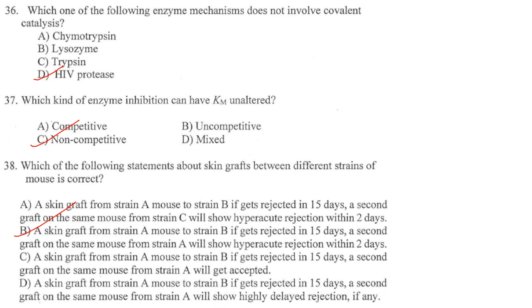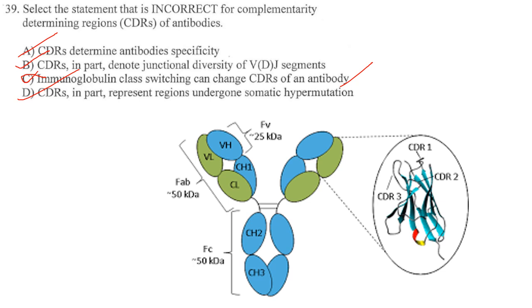Then next one, which of the following statements about skin grafts between different strains of mouse is correct? If you see option B, if a skin graft from strain A mouse to strain B gets rejected in 15 days, a second graft on the same mouse from strain A will show hyperacute rejection within 2 days. That is the answer. Answer is option B. Then next one, select the statement that is incorrect for complementarity determining regions of antibody. So if you see the picture, this is your complementarity determining region. It is the antigen binding site and it is made up of both heavy and light chains. So CDRs determine antibody specificity is correct.